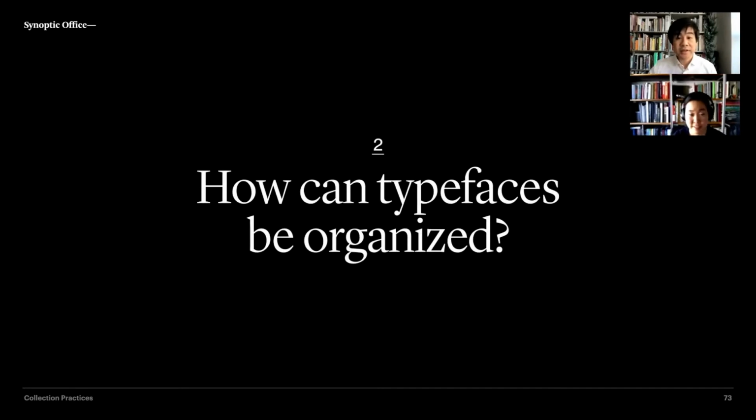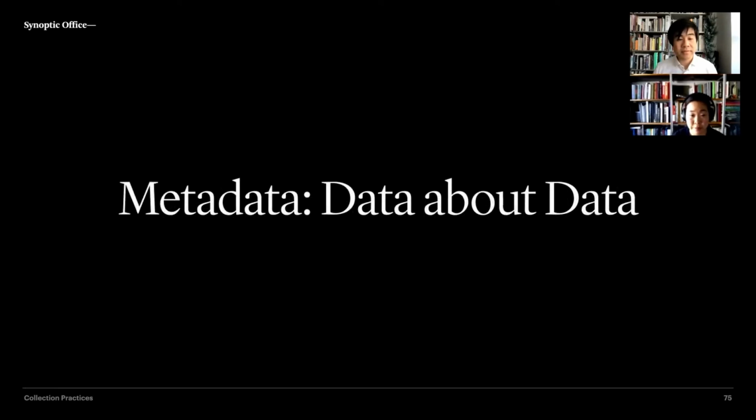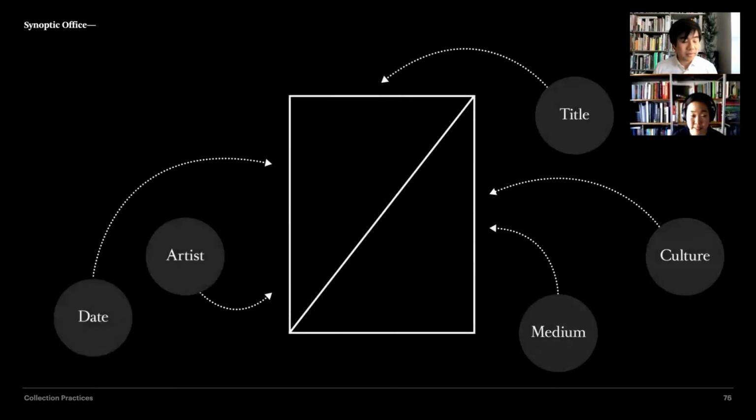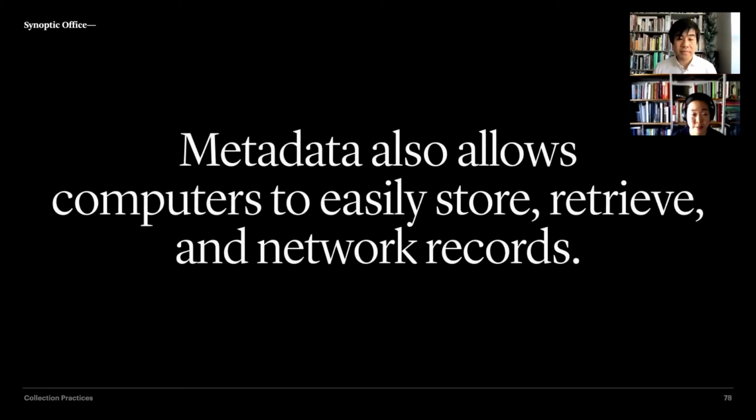So this brings us to our second question: how can typefaces be organized? When we start to organize or catalog, we have to assign a structured language. We start with metadata, or data about data. For example, we have this work of art in the center. The metadata would be things like the title, the genre, the artist, or the medium. Metadata is what allows us to describe things in a shared way, and it also allows computers to easily store, retrieve, and network records.